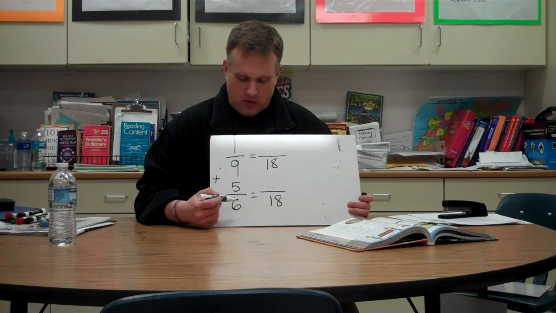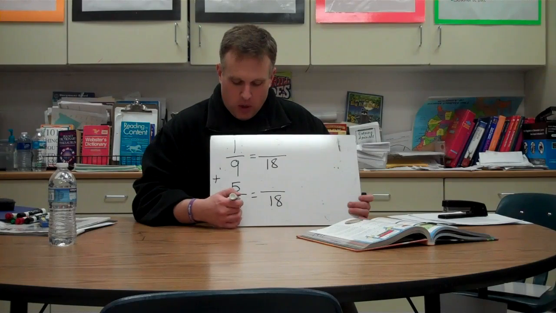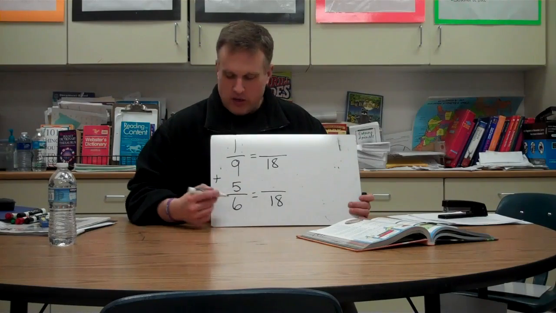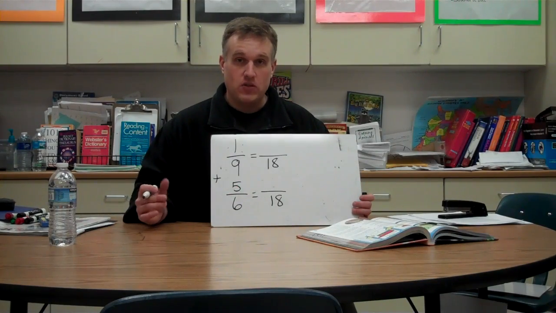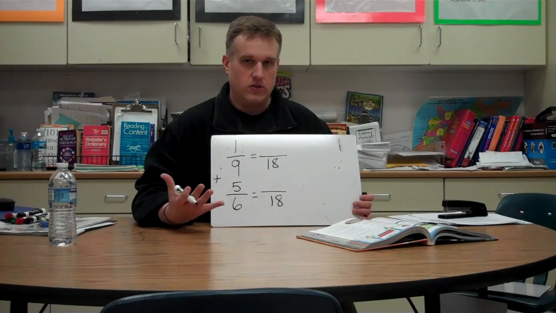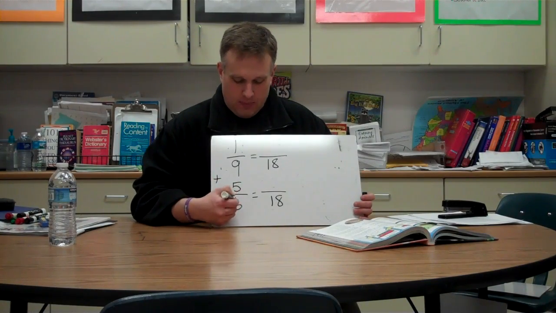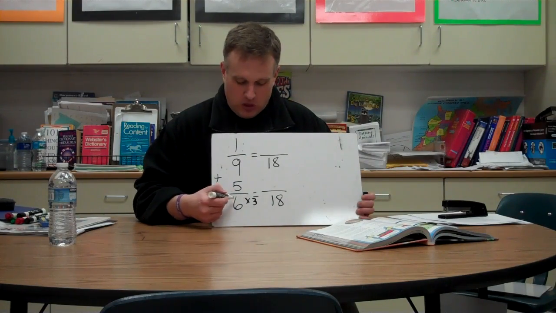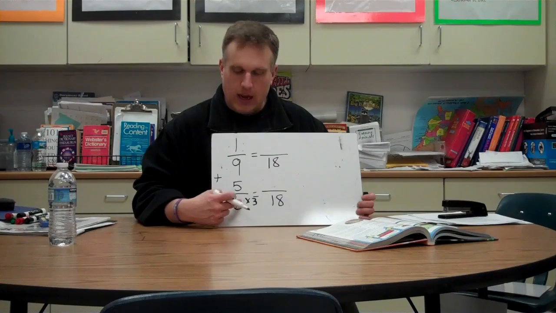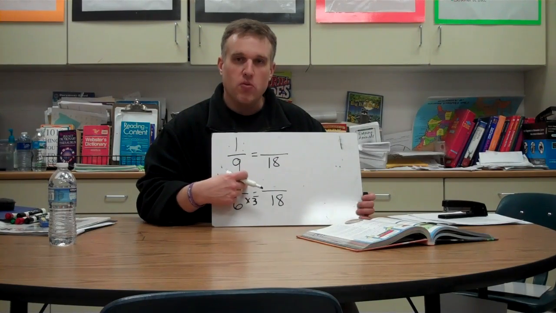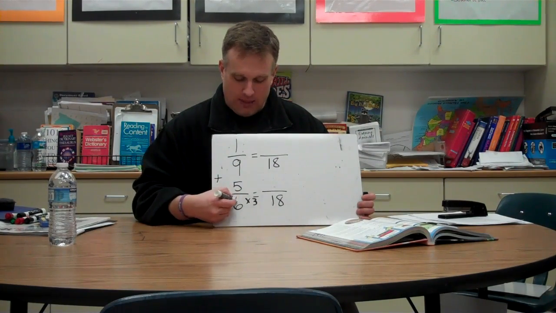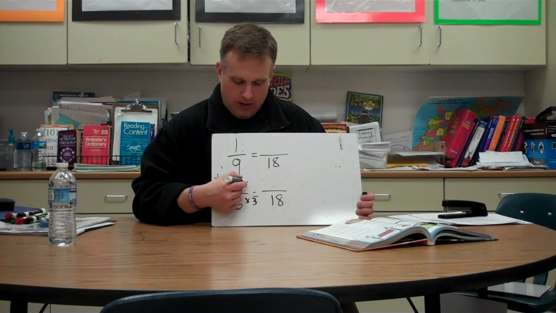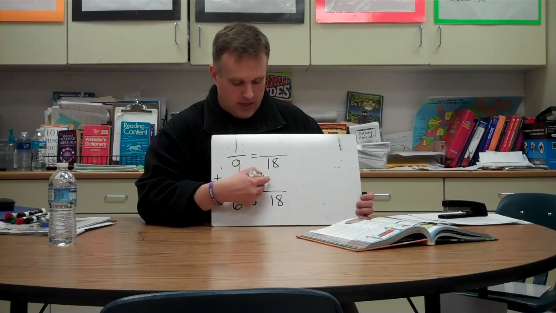So what we have to ask ourselves is this: what do I multiply 6 by to get to 18? You can use your matrix if you need to, or if you know the facts in your head, you can do it that way. But 6 times 3 gives me 18. Now here's the important part. Make sure whatever you multiply the denominator by, you have to multiply the numerator by that same number. Since I multiplied 6 times 3 to get 18, I have to multiply the numerator by 3. 5 times 3 is 15.